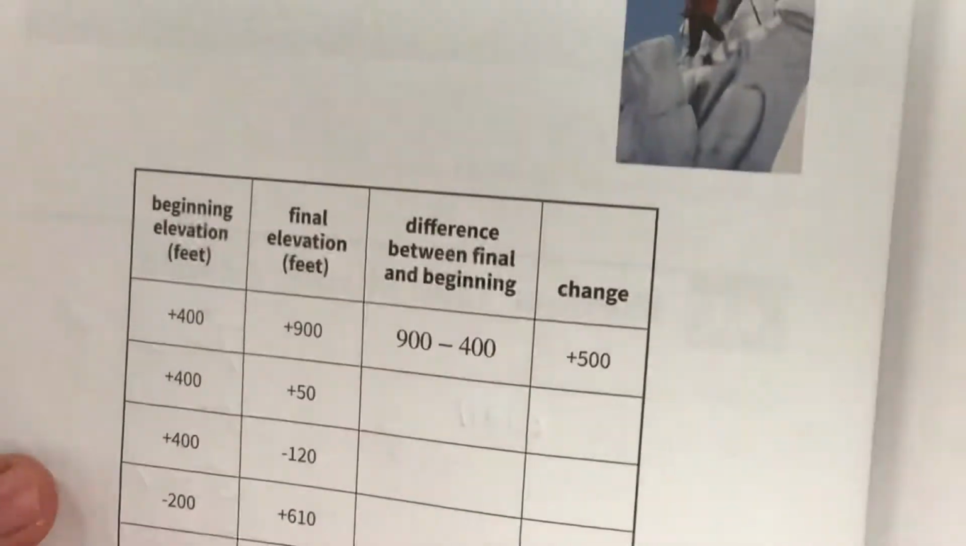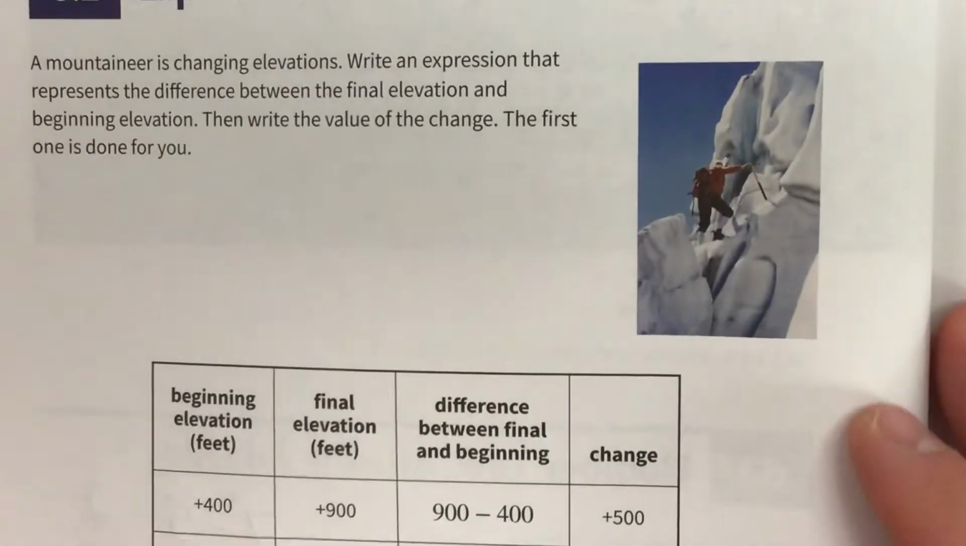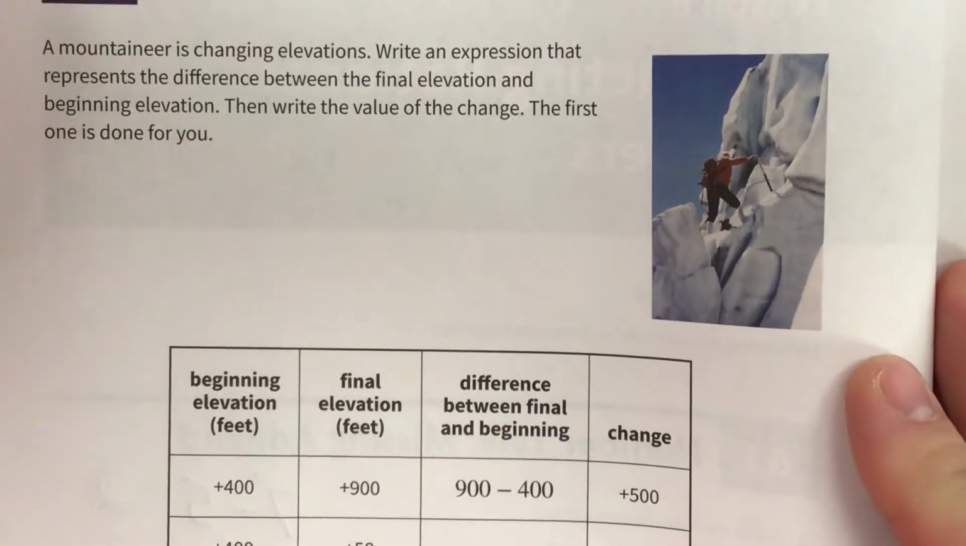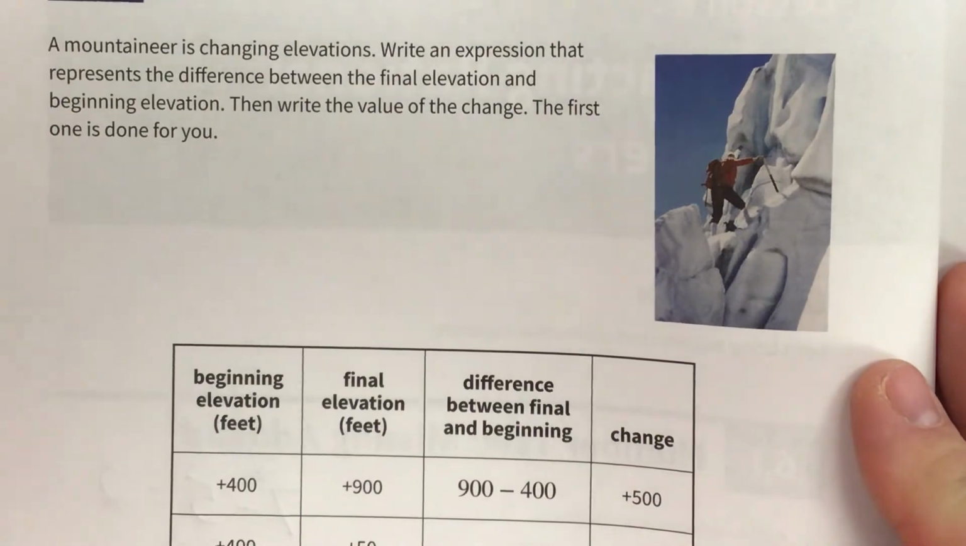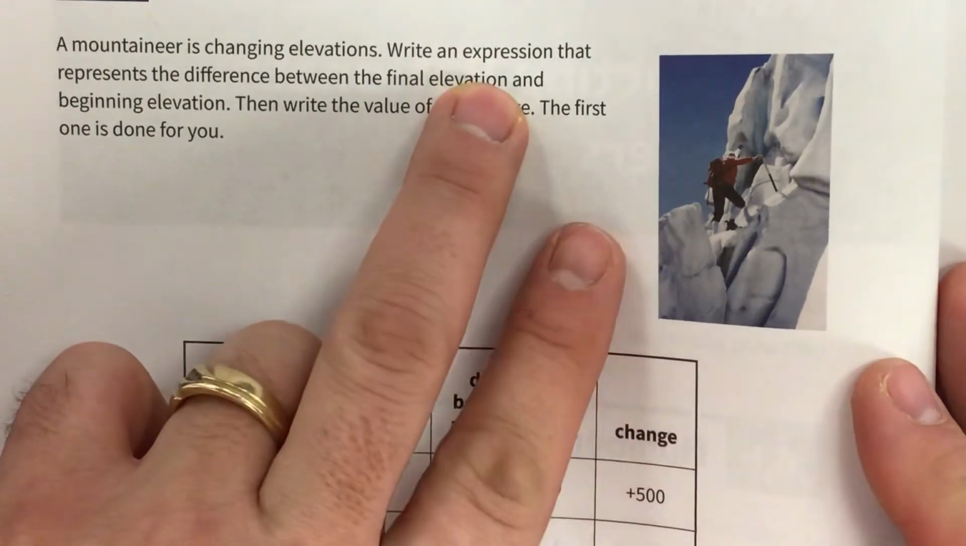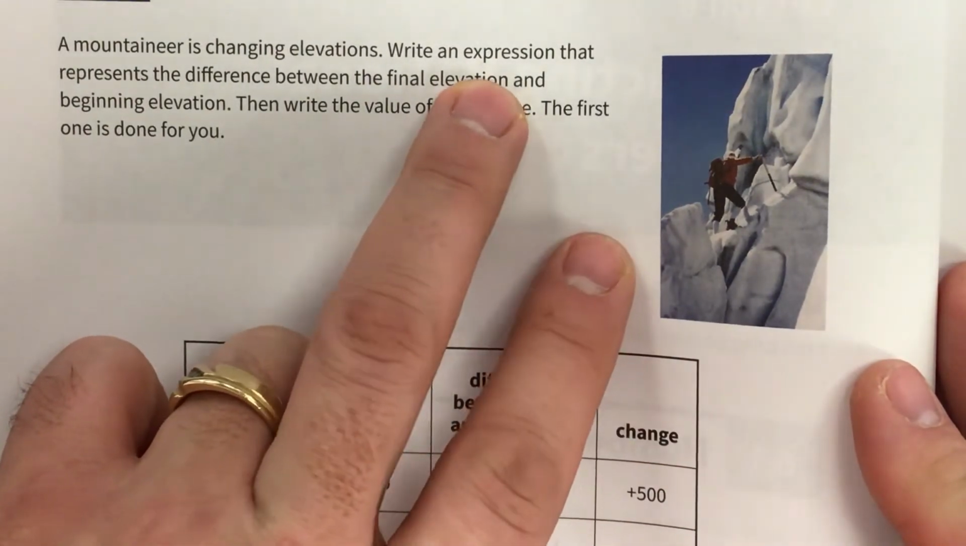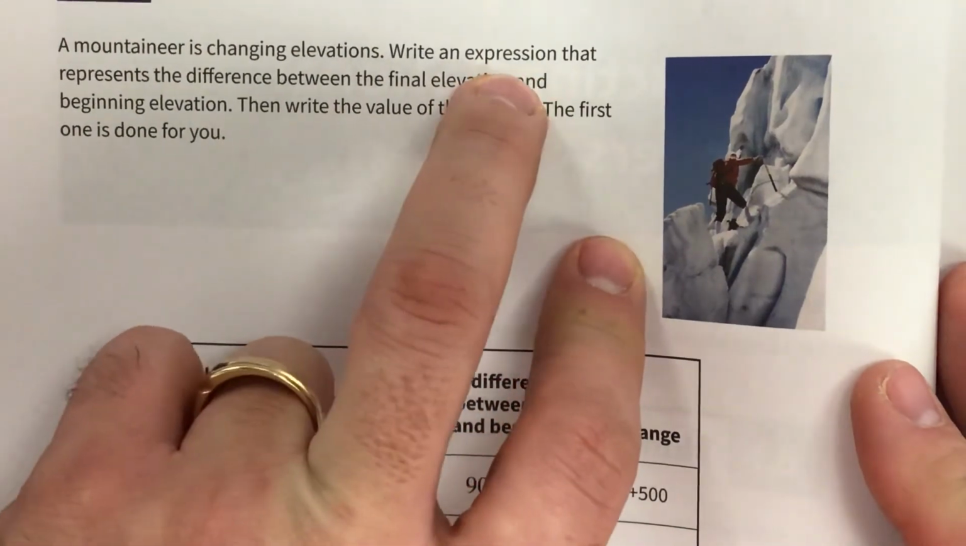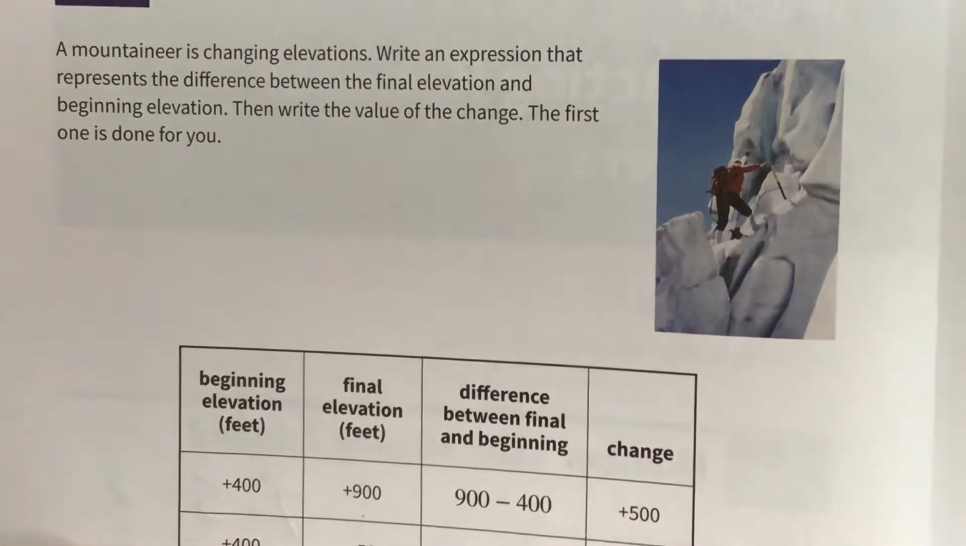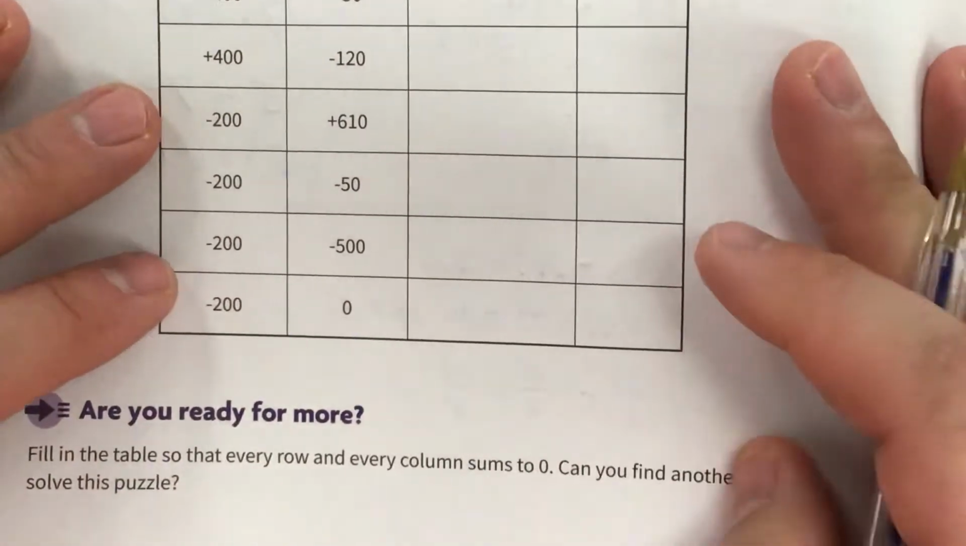Question 54. Again, mountaineer changing elevations, write an expression. Expression does not have an equal sign in it. Equation would, so no equal sign needed here. And then write the value. All right.